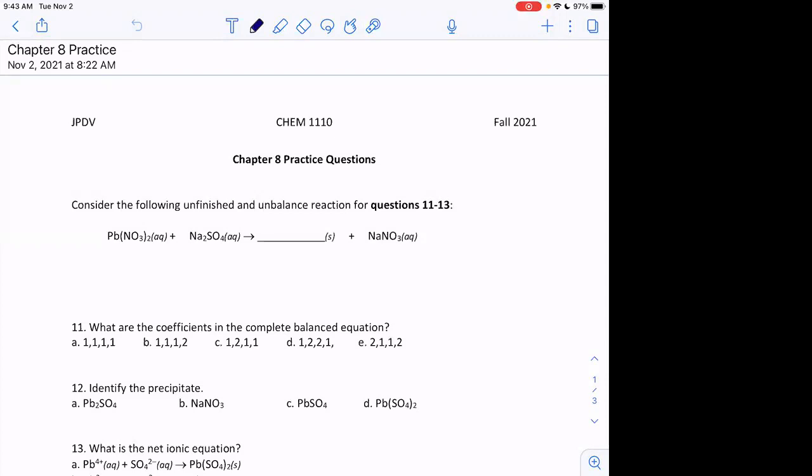We have aqueous lead nitrate reacting with aqueous sodium sulfate, and that's lead 2 nitrate. Nitrate's -1, and there's 2 of them. And one of the products is sodium nitrate. So you have to finish the reaction, and then you have to balance it, basically. Okay. So this is good practice.